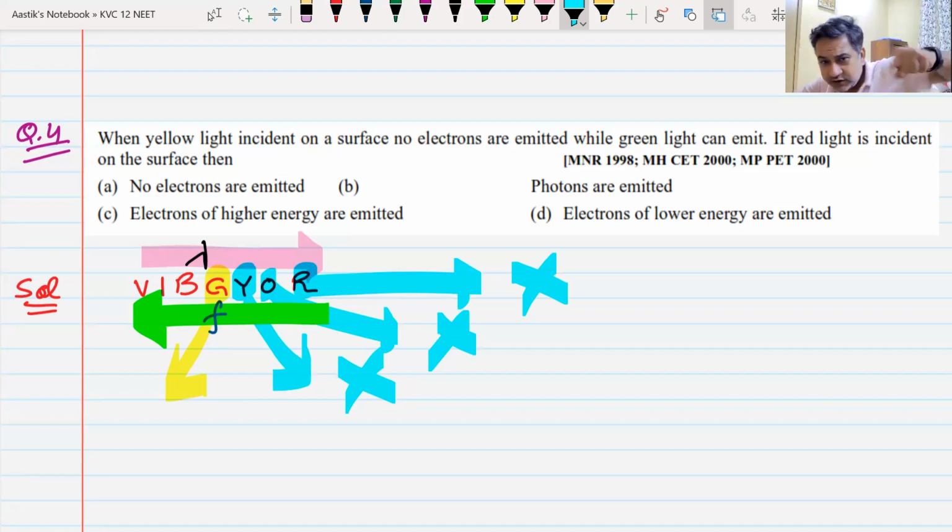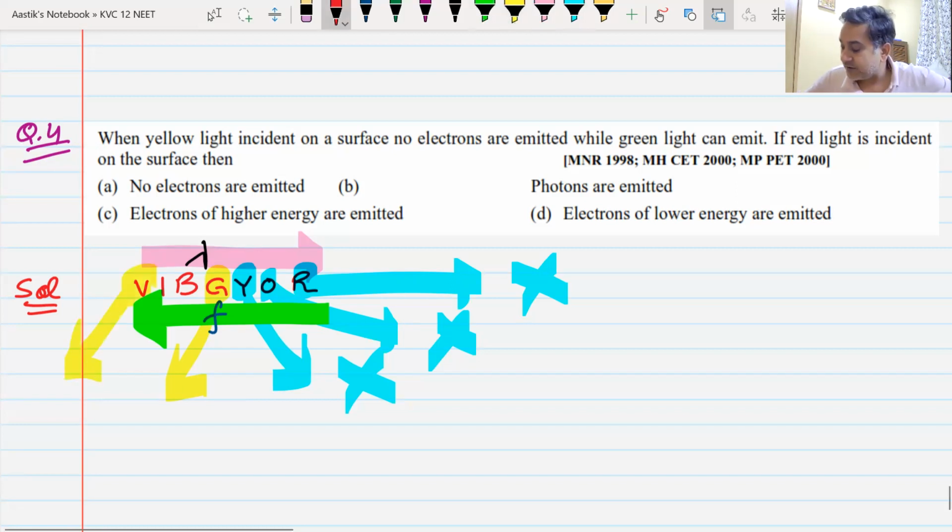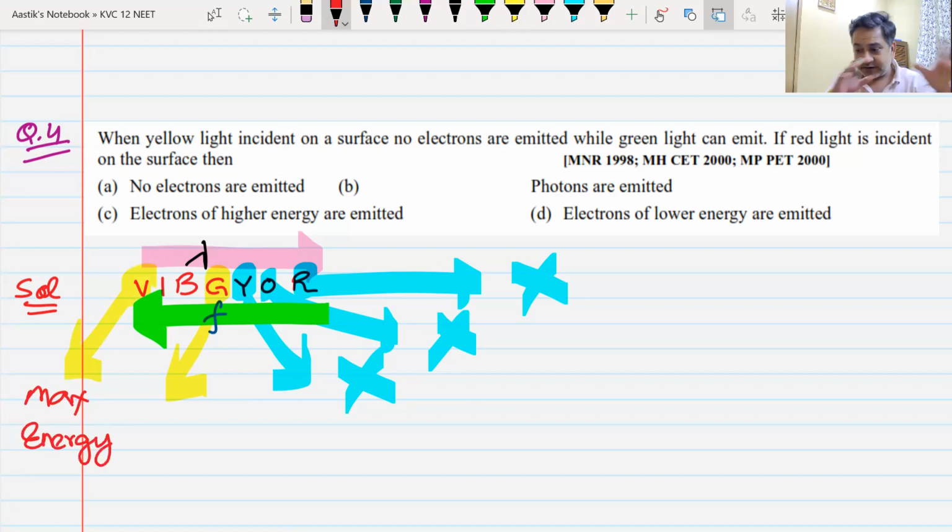Which color will give you electrons with maximum energy? Violet, sir. Violet, gentlemen, will give us electrons with maximum energy. So they can ask the question in this fashion also. Just remember this diagram that we have drawn. Wavelength increases from violet to red, and frequency increases from red to violet. Do you understand this? Yes or no?